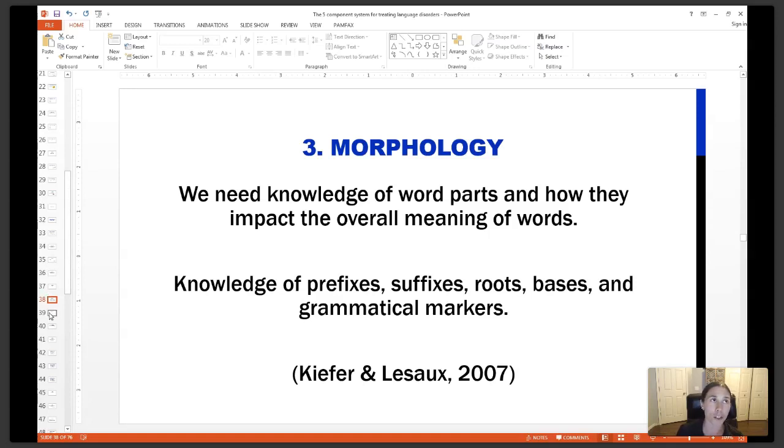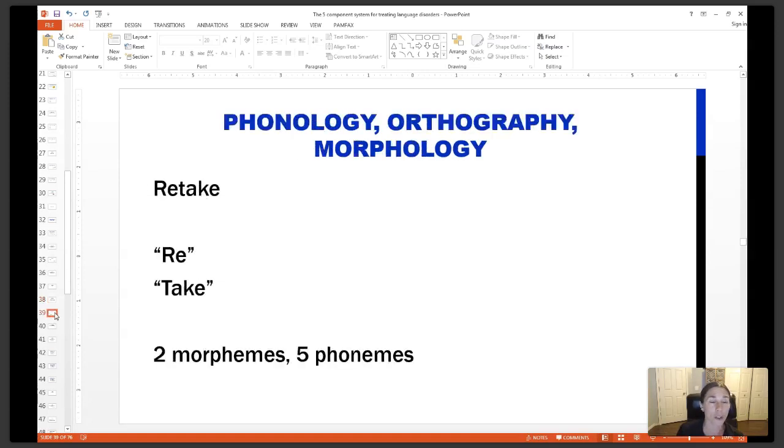So I wanted to pause really quickly before I go on to semantics and syntax to just give you an example of how these things tie together. This is just one example of how phonology, orthography, and morphology fit together, and how this can actually impact what the word means and how it's spelled.